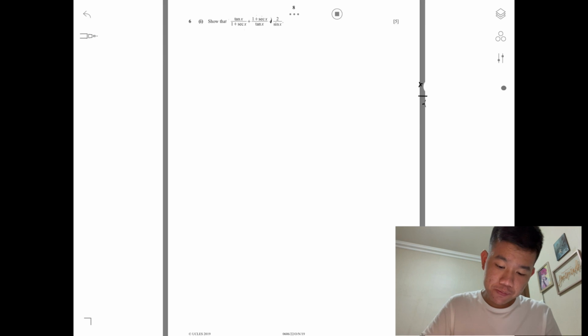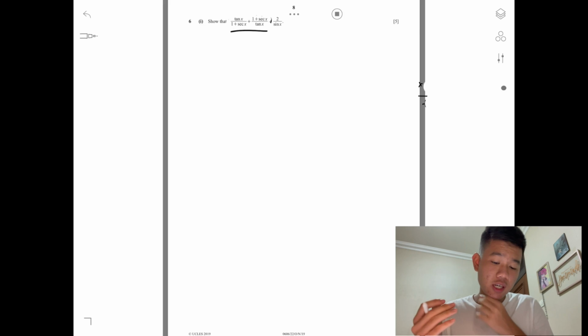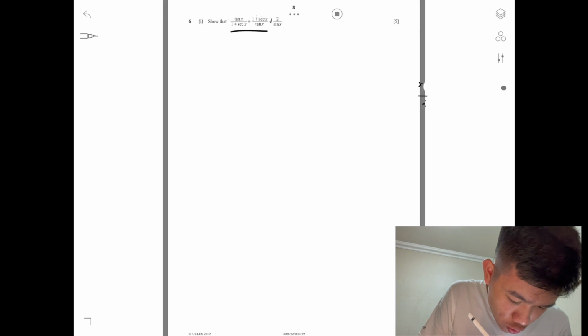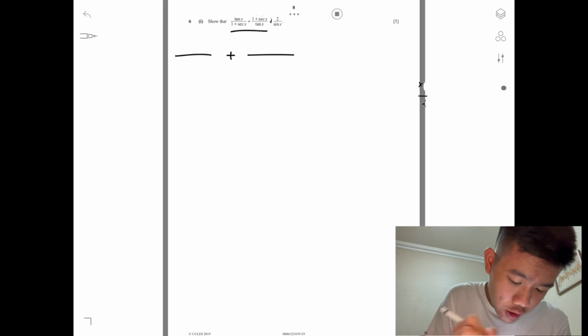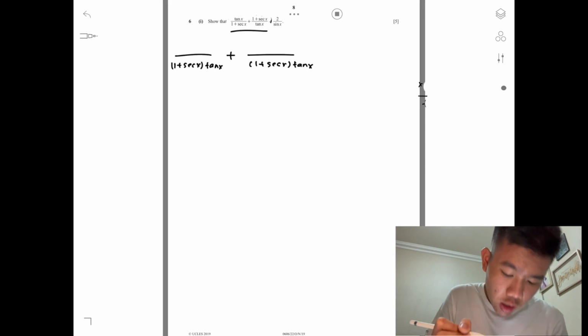So here we have tan x over 1 plus sec x plus 1 plus sec x over tan x, which equals 2 over sin x. Since the variables are just tan x and 1 plus sec x, I think this will be quite easy to manipulate. So let's try. And here I'll try to make both of the denominators the same first. 1 plus sec x times tan x, 1 plus sec x times tan x.